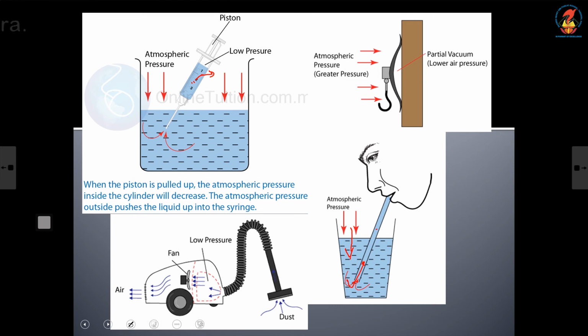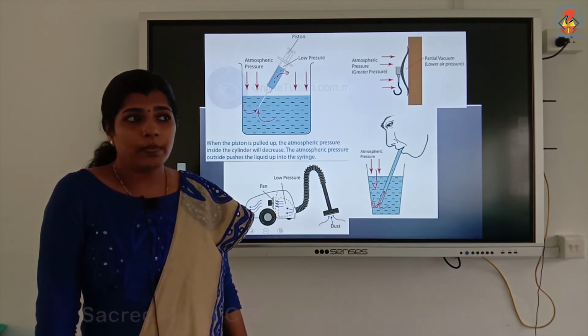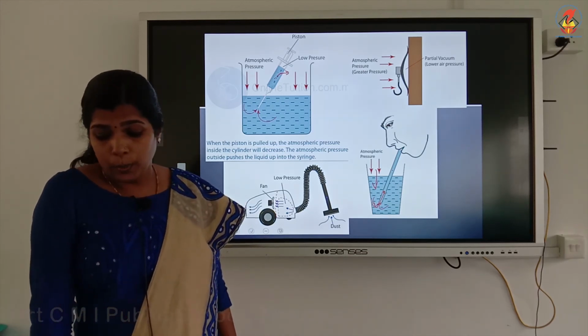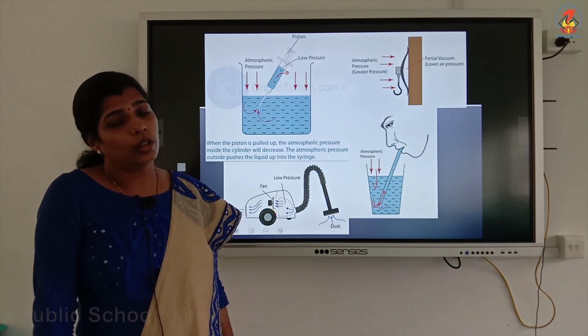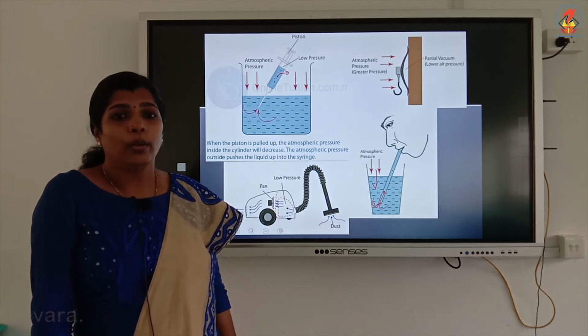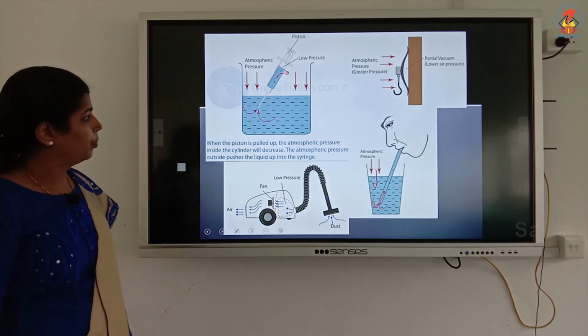When the nozzle of the syringe is dipped in a liquid and its piston is withdrawn or moved in the upward direction, the pressure inside the syringe is lowered. The greater atmospheric pressure acting on the surface of the liquid pushes the liquid to get into the syringe.